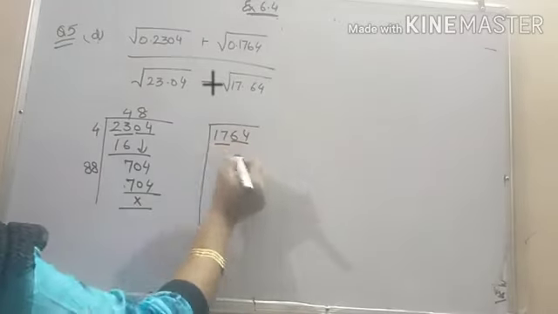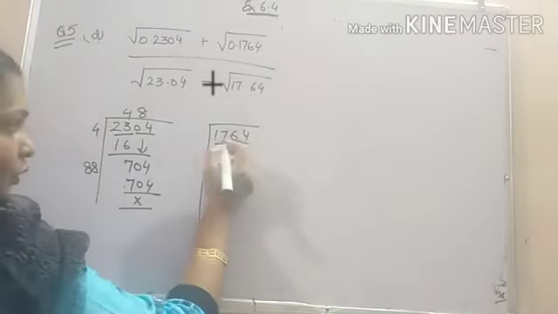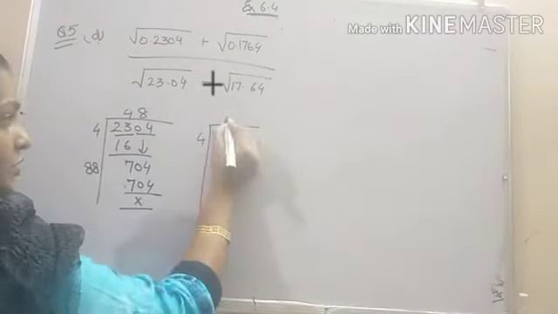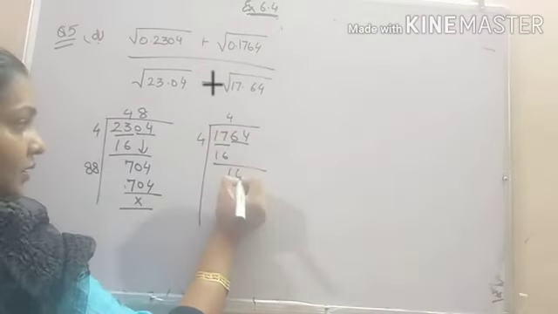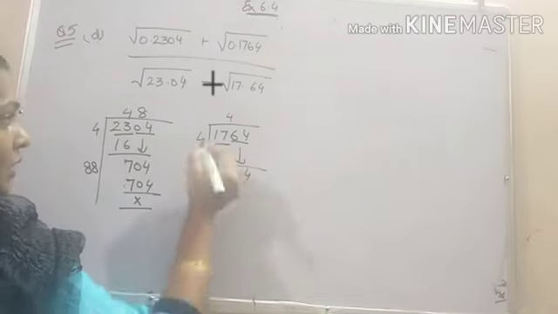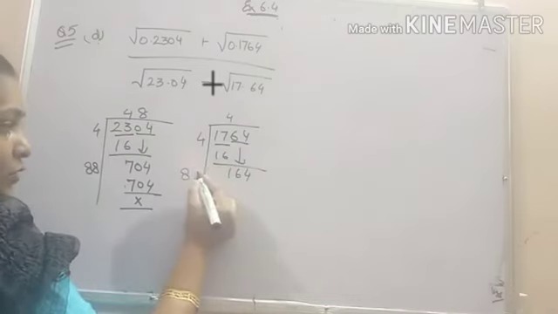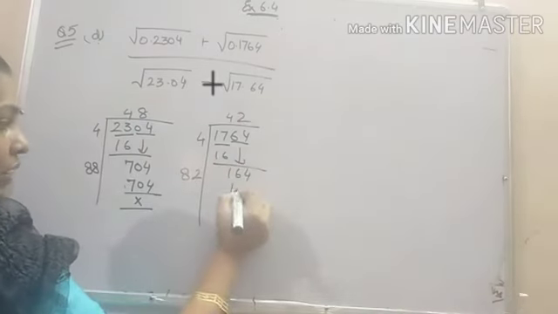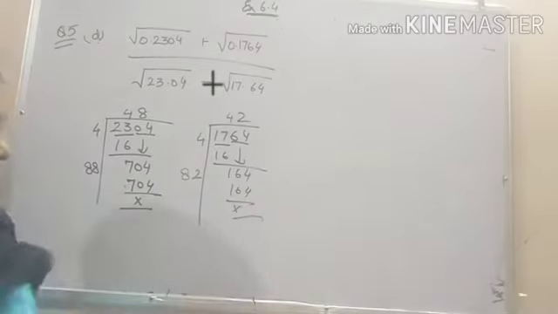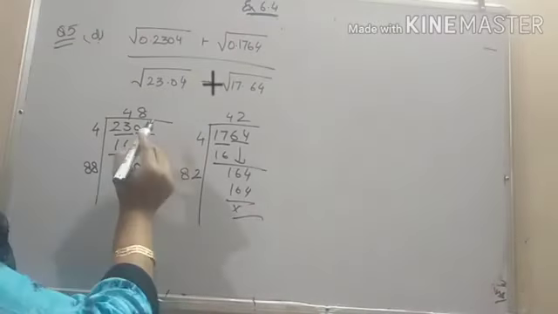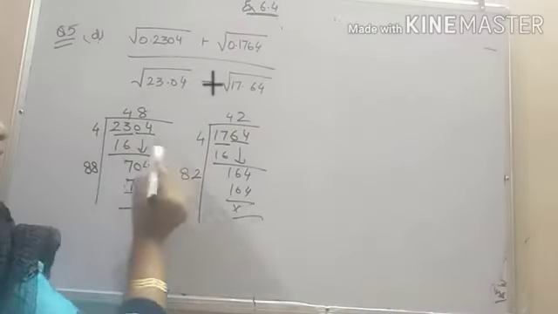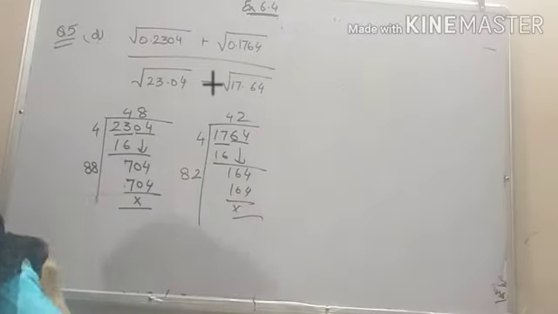Similarly, we will find the square root of 1764. 17. 4 4s are 16, 1 will come. Bring the next pair down. Double of 4 is 8. Now 8 2s are 16. So 2 will come over here. So we got the roots of 2304 and 1764.